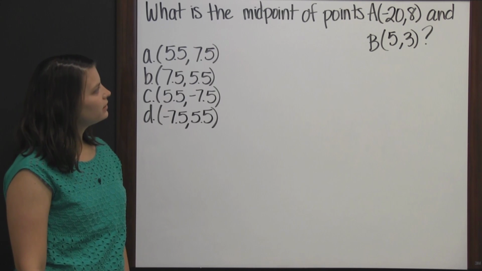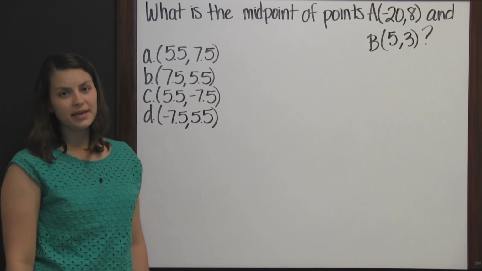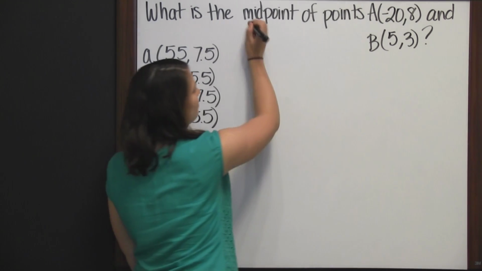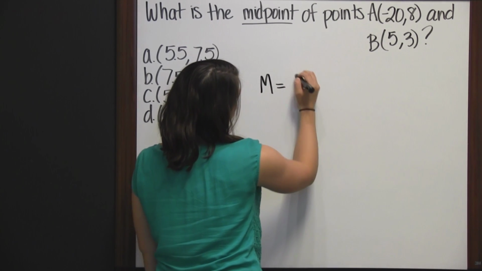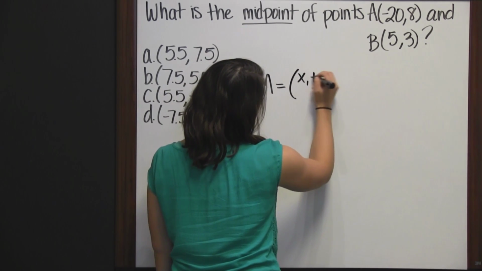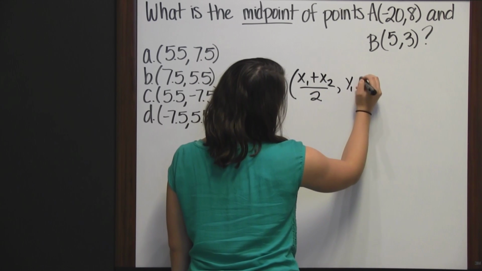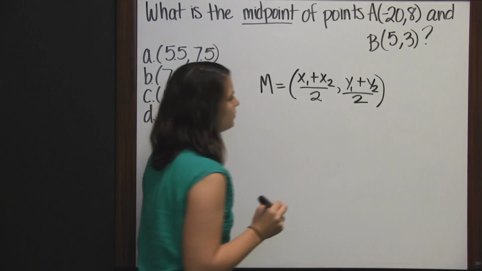What is the midpoint of points A, negative 20, 8, and B, 5, 3? To find the midpoint, we can use the midpoint formula, which is x1 plus x2 divided by 2, then y1 plus y2 divided by 2.